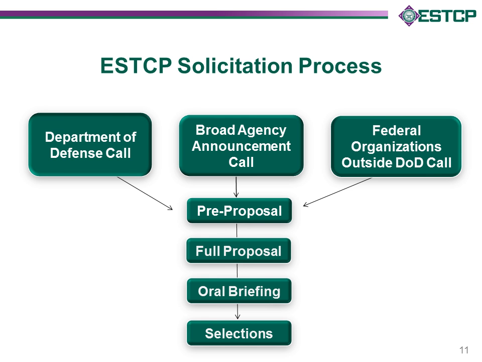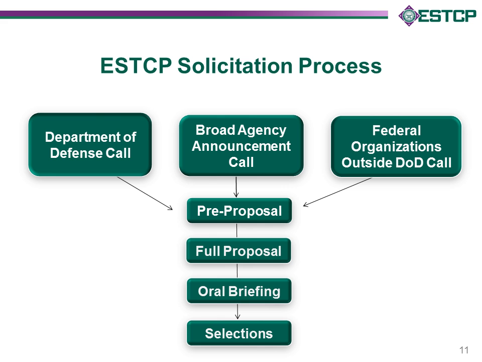Now we'll talk a little bit about the ESTCP solicitation process. When we put out the solicitation, we put out actually 3 separate solicitations. One is a call for proposals from the Defense Department. One is a broad agency announcement to which universities and private corporations can respond, and one is a call to federal organizations outside the DoD.